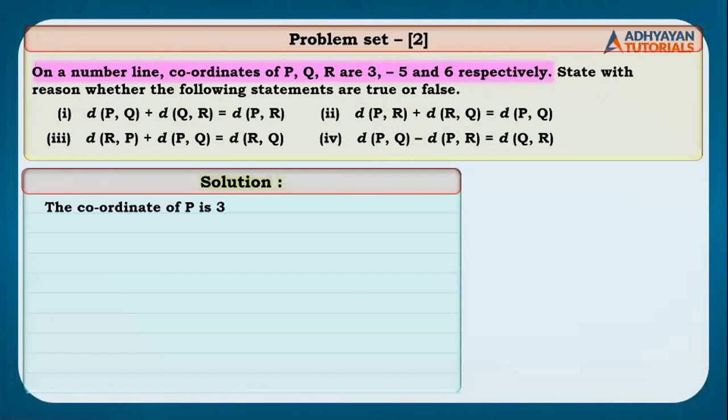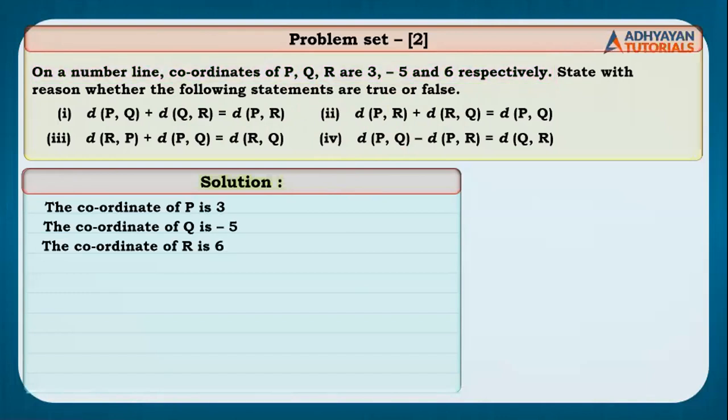Moving ahead, I write coordinate of point P is 3 as given in the question. Coordinate of point Q is -5 and coordinate of point R is 6. Now children, in order to find out which of the statements is true or false, we need to find the distances, all the three distances. Which 3 distances? Distance PQ, distance QR and distance PR. Perfect. So we talk about distance PQ first.